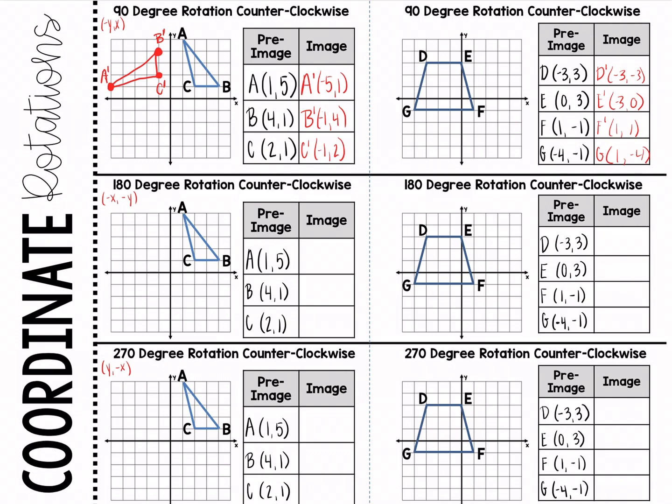So negative 3, negative 3, that's D prime. E prime is negative 3, 0. G prime is 1, negative 4. And F prime is 1, 1. And so this shape was physically rotated 90 degrees. Okay, and so that's it for 90 degrees.